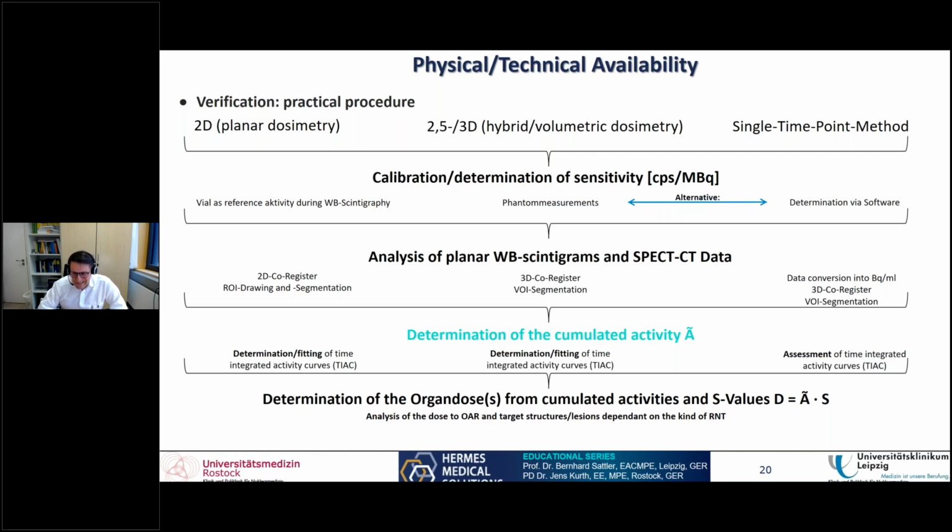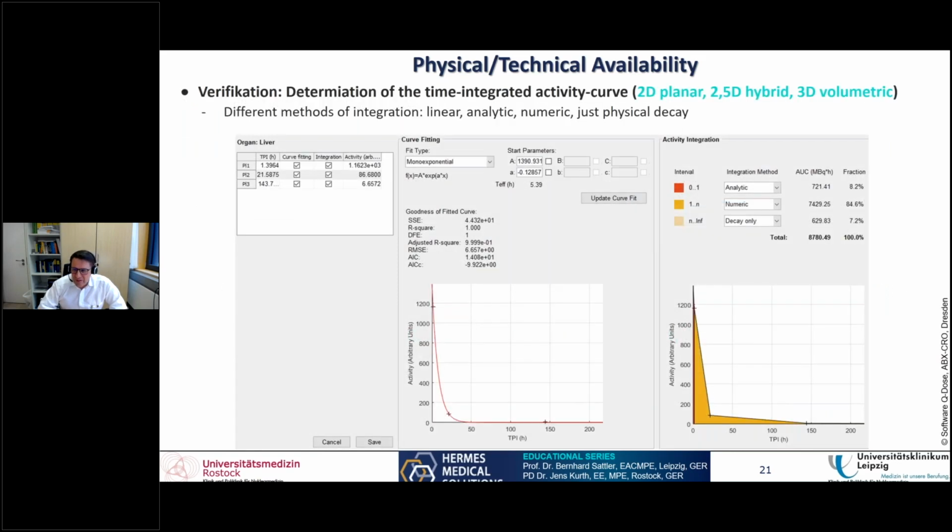We assess then the time integrated activity curve in the single time point method. There is an assessment here again, where we use a very simple example of a mono-exponential decay, where you can divide it into several parts of the curve, and decide how you want to integrate there. After your last measuring time point, you should use the decay only.